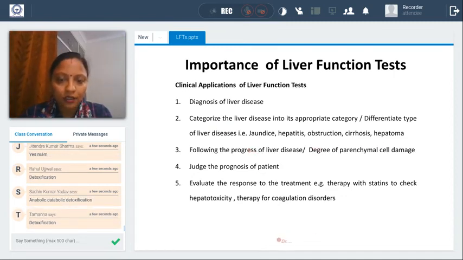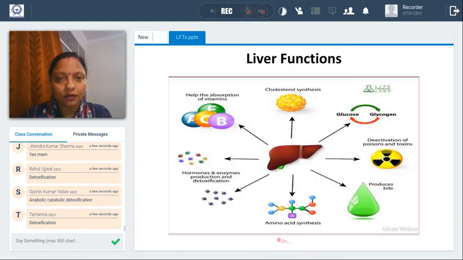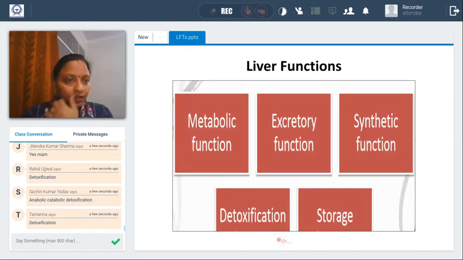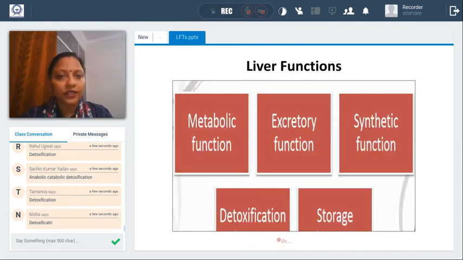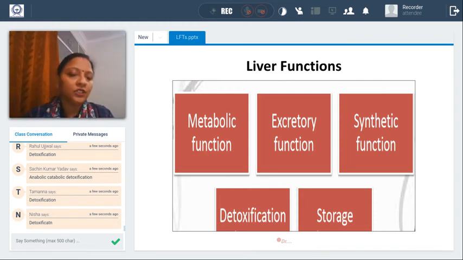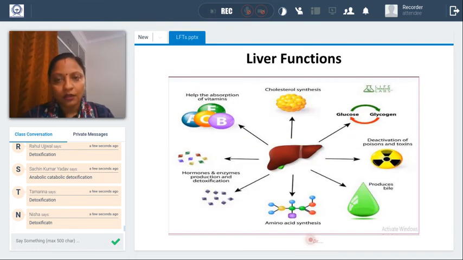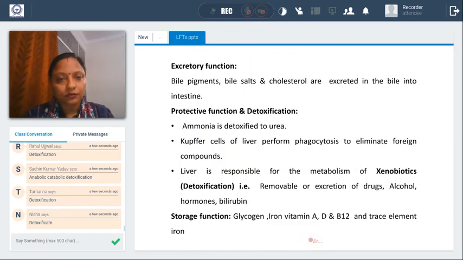Now, I repeat the whole lecture in 2 or 3 minutes. So, liver is a very important or central organ for various functions like metabolic function, excretory functions, synthetic functions, detoxification or metabolism of xenobiotics, and storage. Here, metabolism of xenobiotics is important because of the removal or excretion of drugs, alcohol, hormones, and bilirubins. It is essential.